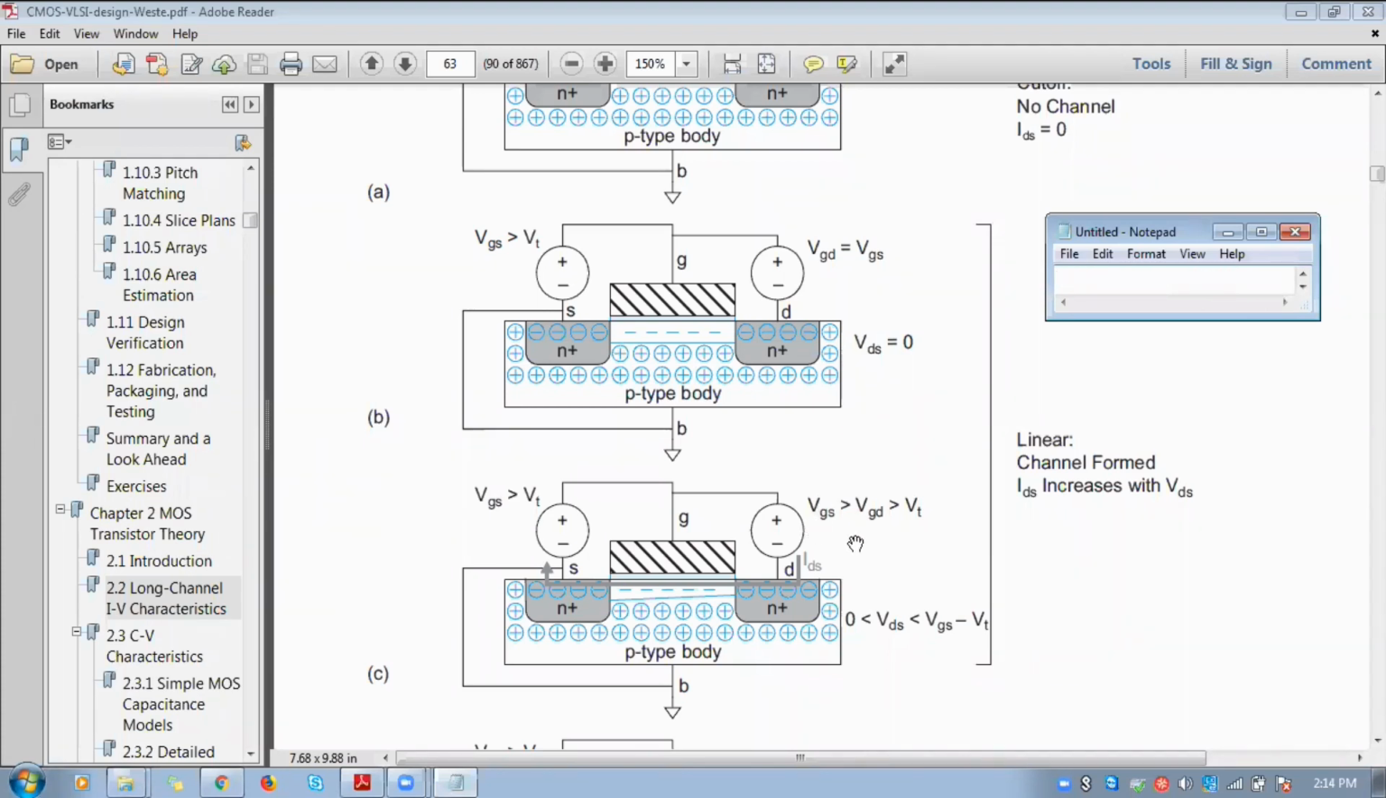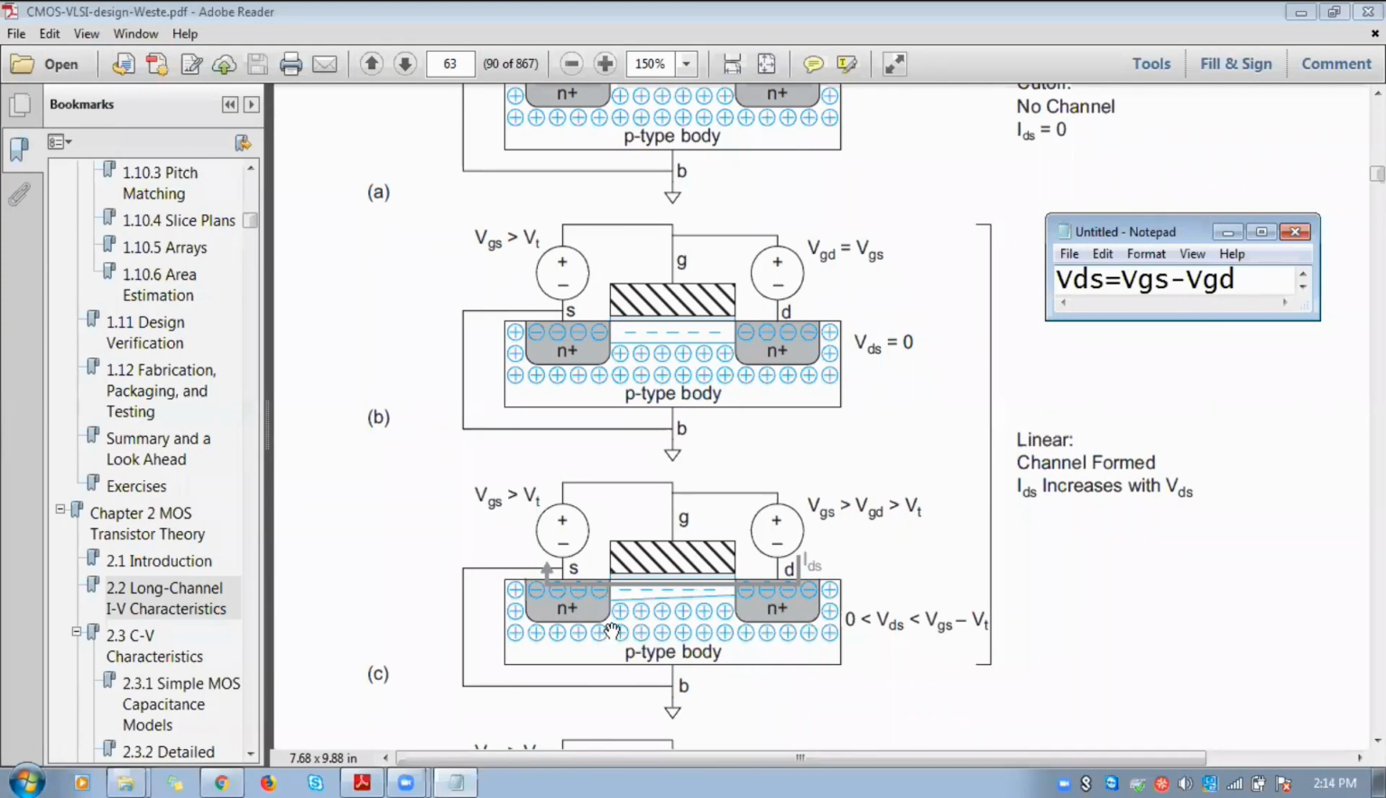In the second case, we are going to decrease the value of VGD. Initially VGS and VGD were equal. Now we are going to decrease the value of VGD below VGS. As VGD decreases, we are not going to vary VGS. VGS stays constant, as we are already in the inversion region. We are decreasing the VGD value, so automatically VDS will increase. So there will be a positive potential difference between source and drain.